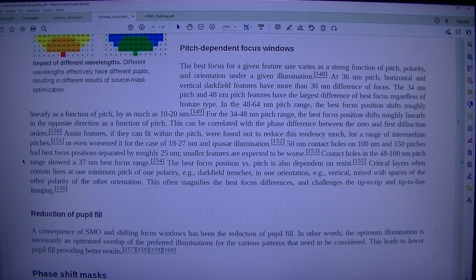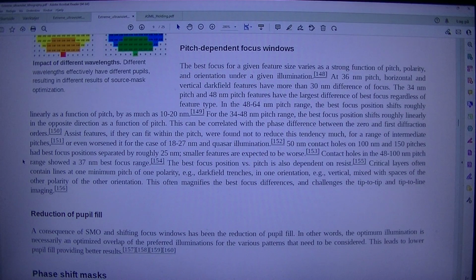155. Critical layers often contain lines at one minimum pitch of one polarity, for example, dark field trenches, in one orientation, for example, vertical, mixed with spaces of the polarity of the other orientation. This often magnifies the best focus differences, and challenges the tip-to-tip and tip-to-line imaging.